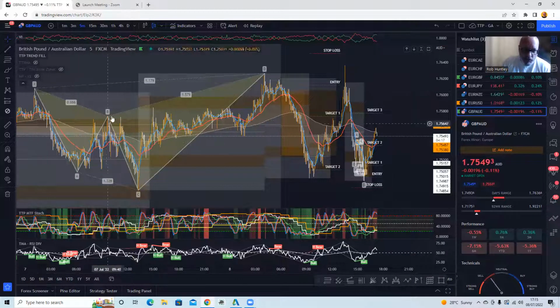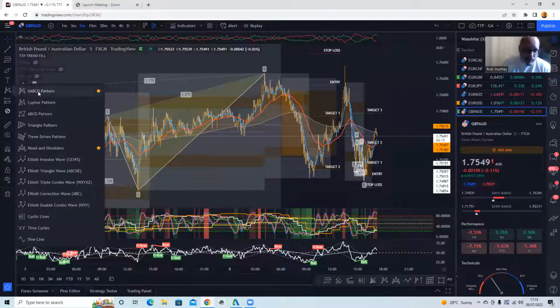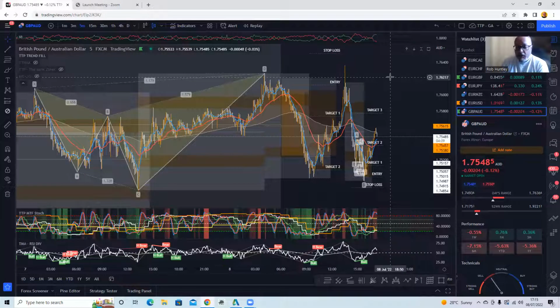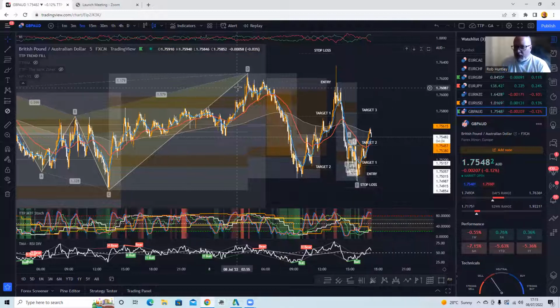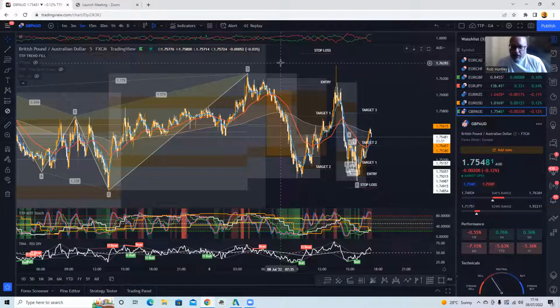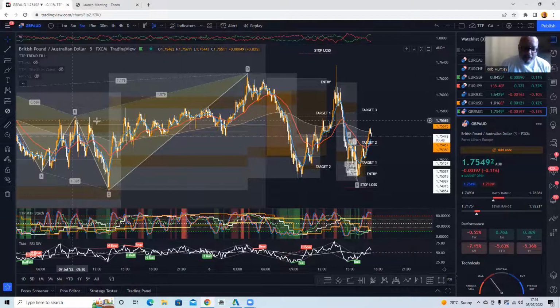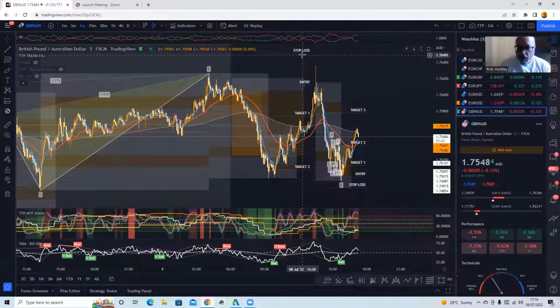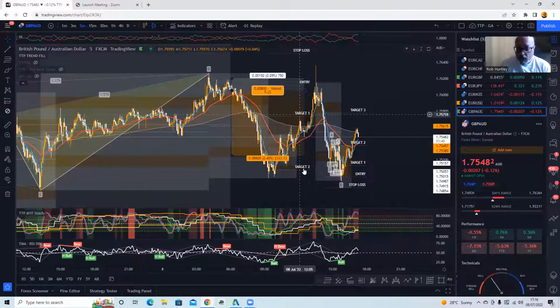I have actually drawn this one on with the XABCD tool from the toolbar, because one thing I had noticed was it doesn't hang around. That's the only downside. It doesn't leave the patterns in place. It does leave them on there for a while, but not for a great length of period. So ideally, if you can mark them out, it automatically gives you the entry point, the stop loss, and potential targets, target 1 and target 2.